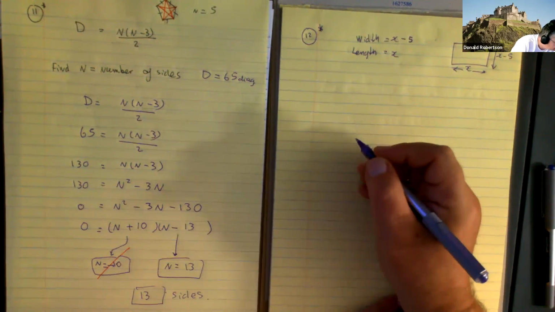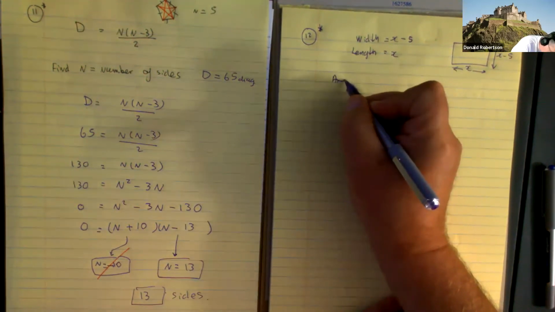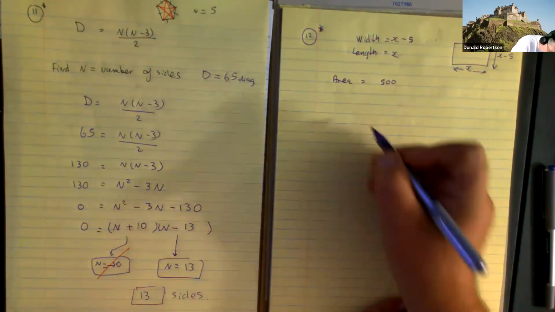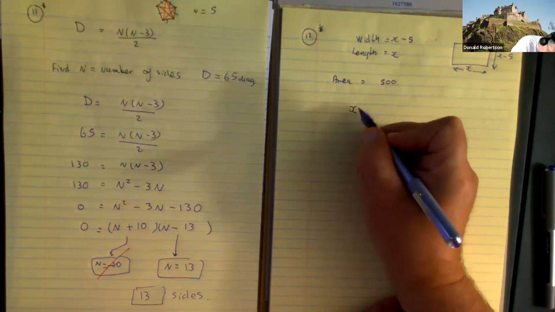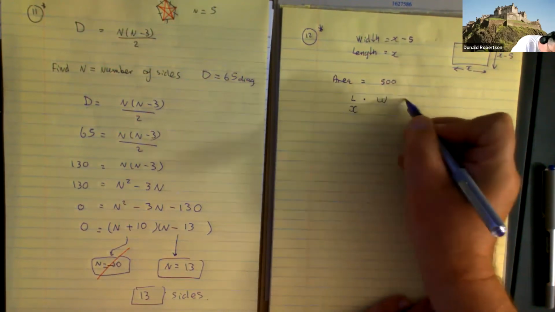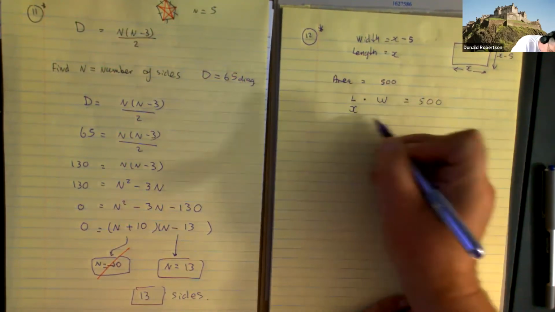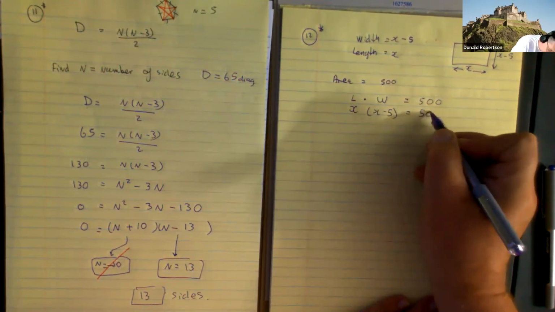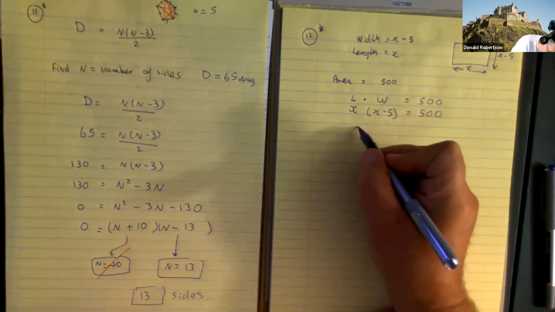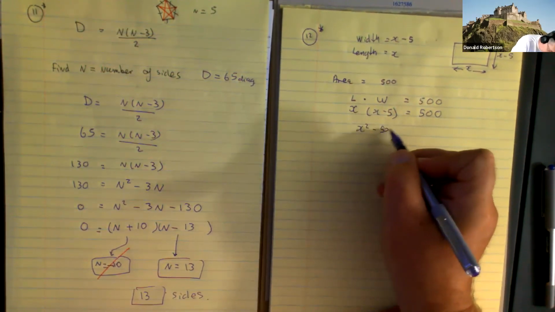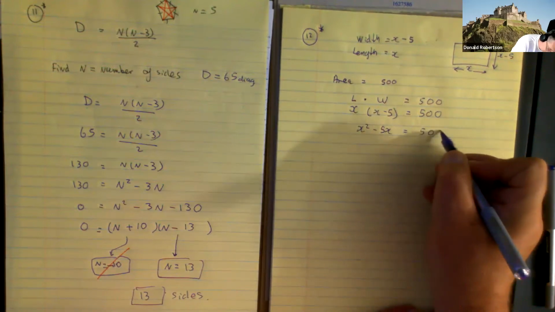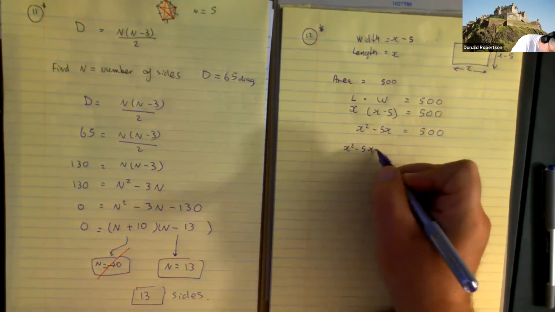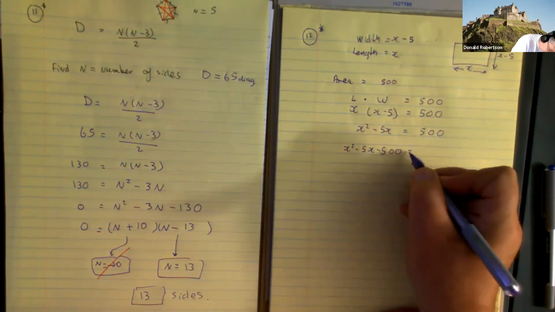Okay. Now, what else do we know? They tell us that the area of this rectangle is 500 square feet. Well, I know to get the area, I would multiply the length by the width, and it should equal 500. So it's x times (x minus 5) should be 500. And if I distribute, I get to here. And then if I subtract 500 from both sides, I get to here.